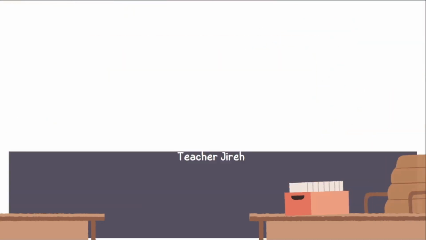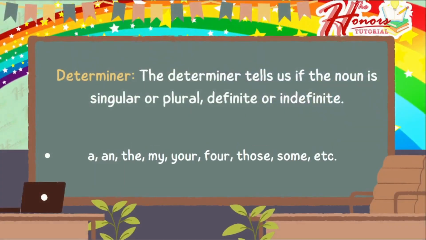So the first order is the determiner. The determiner tells us if the noun is singular or plural, definite or indefinite. Like for example, for the indefinite, a and an, and for the definite, the, my, your, those, some, etc. Do you understand? Okay, very good.